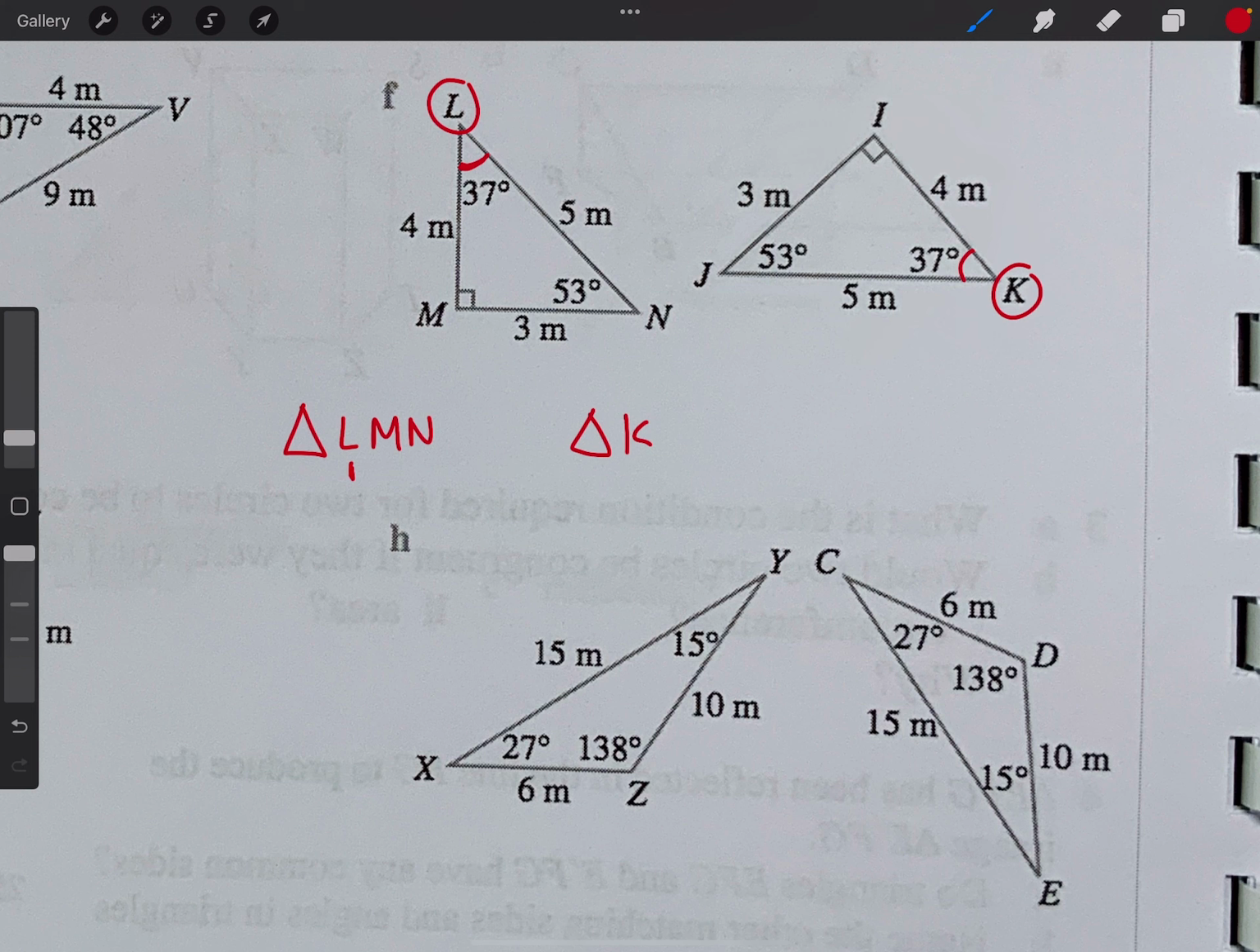If you go from L first, then you gotta go K first. The next letter is M. Now, M is the angle with 90 degrees. So let's look for the 90 degrees on the second triangle, and that is I. So if you go M next, then you must go I next. And then the last one is obviously N, and that one should be J. There's only one left, so now we write the symbol for congruent, and there's your answer.